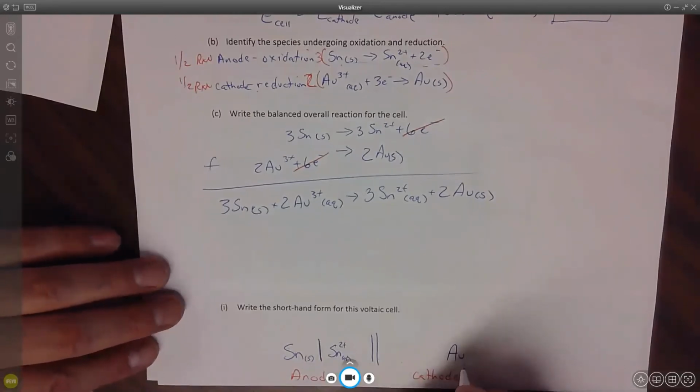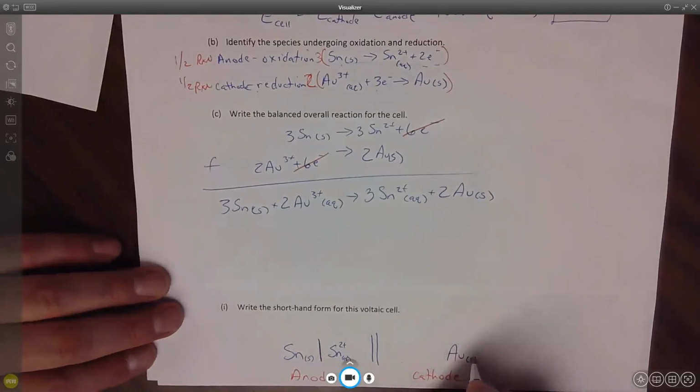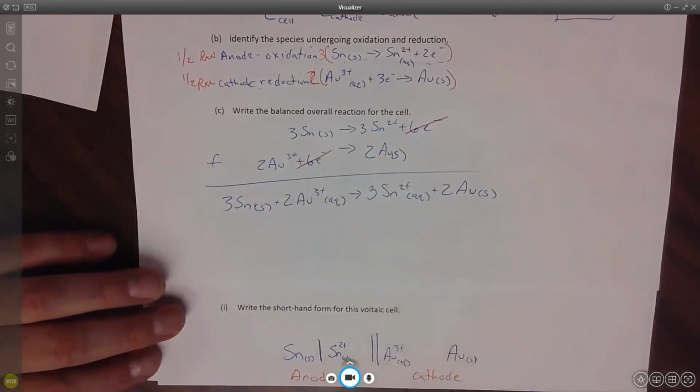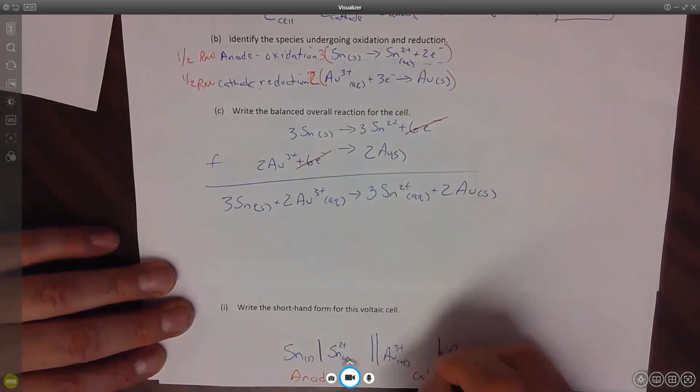So what else do I need to do? And then on the far left, put Au 3 plus. To the far left or to the left of this? Oh, to the left of the solid. Okay, so Au3 plus. Anything else? Would you put a line between those as well? Okay.